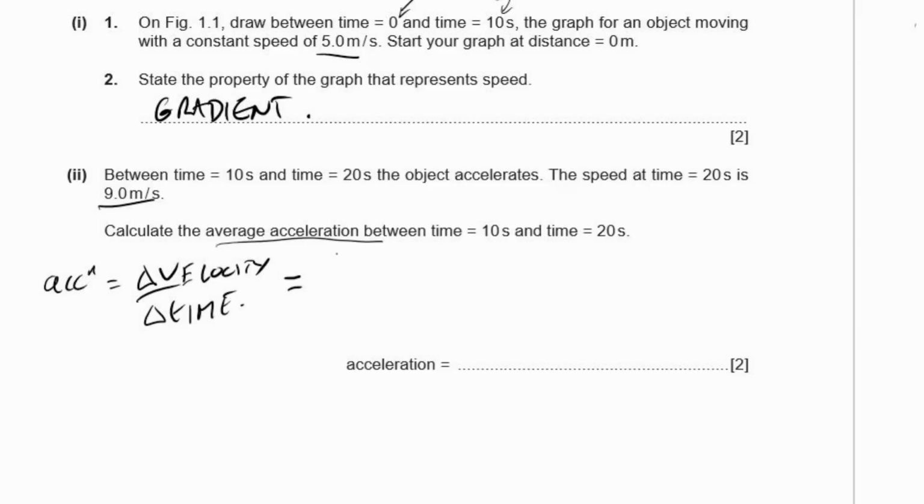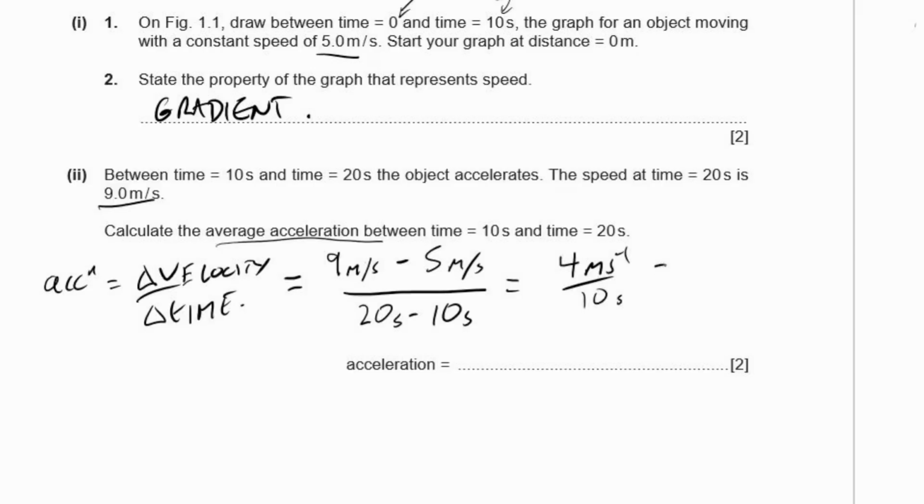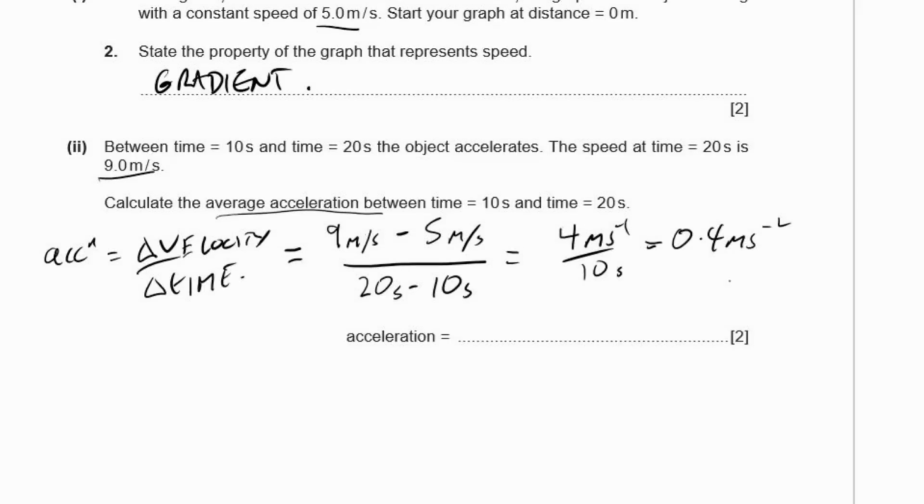So change in velocity, well, it ends up at 9 meters per second, and it starts off at 5 meters per second, and it does this in a time between 20 seconds and 10 seconds. So that's going to give you a value of 4 meters per second divided by 10 seconds, which in fact will give you 0.4 meters per second squared. Now, I know it's one significant figure here, it's one significant figure here, but for these exams you don't want to use less than 2 significant figures.